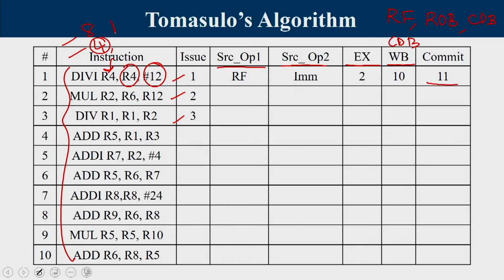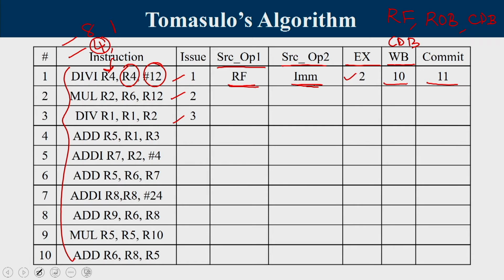Now, the first instruction is issued at 1 and the operand R4 will be available in the register file because it is the very first instruction, and the second operand is immediate because the value #12 represents immediate. So, when I issue in 1, both the operands are ready, so I can start execution in cycle number 2. It is a division operation, it takes 8 cycles. So, cycle number 2, 3, 4, 5, 6, 7, 8, 9. At the end of the 9th clock cycle, the execution is over.